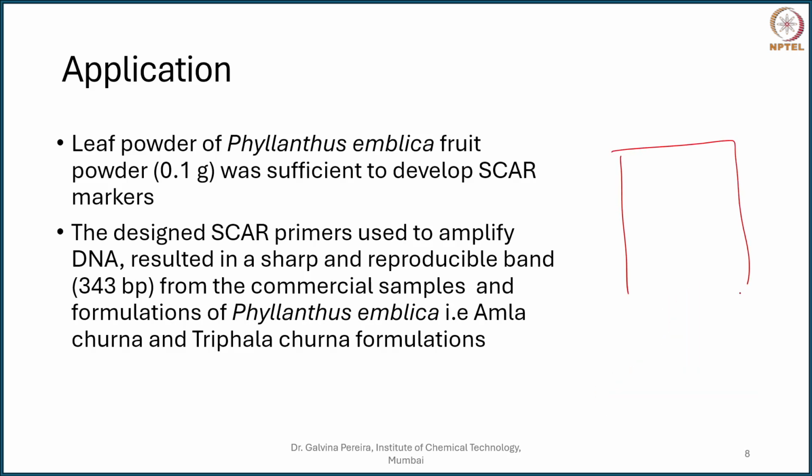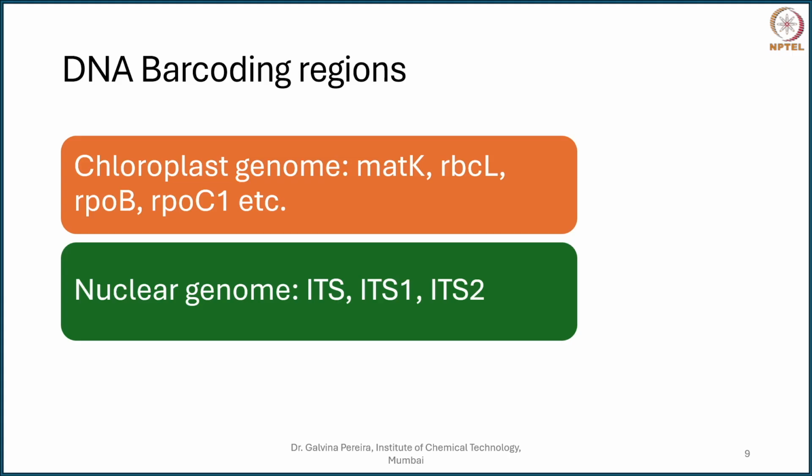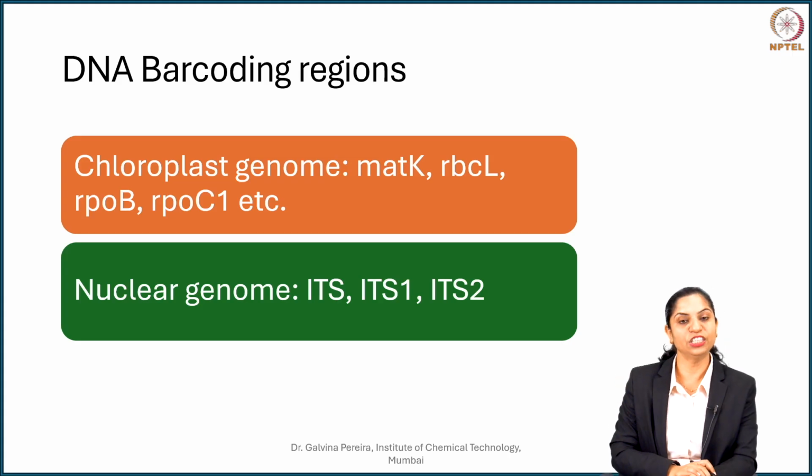So this is, say for example, your SCR band for amla. If I check my triphala churna, I should get the same band if amla is present. If I get amla churna, I should get the same band. If this band is missing, that means amla has not been added to my sample. Now moving on to other particular domains which have been used.